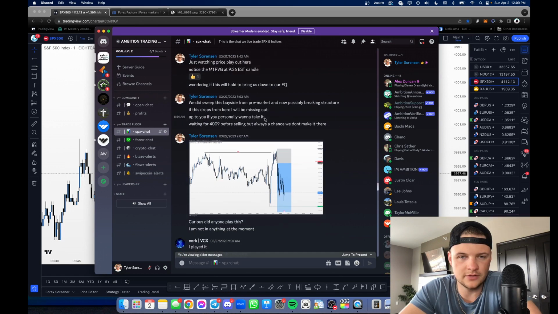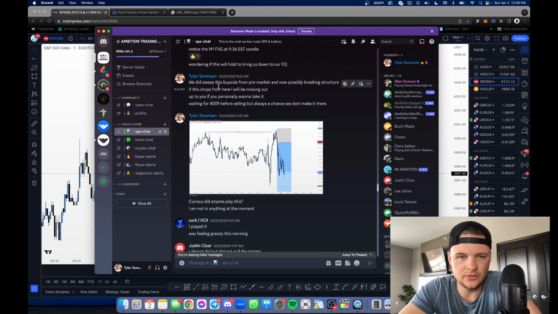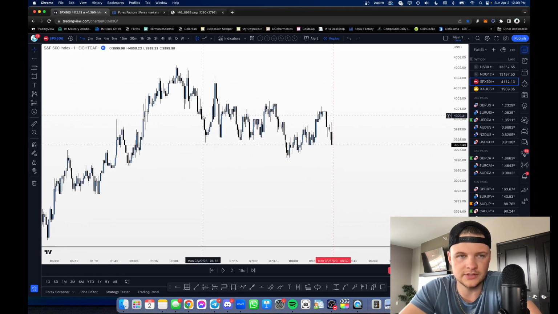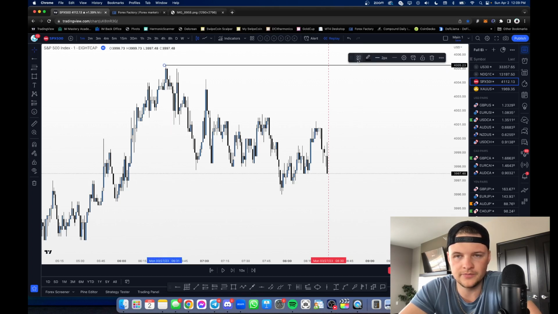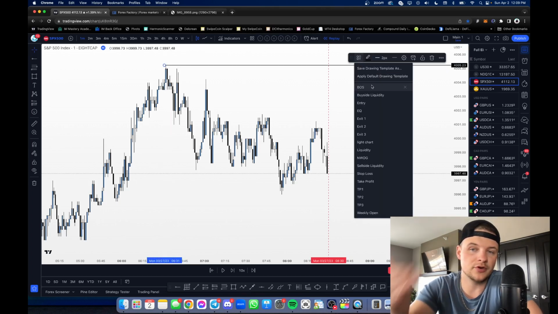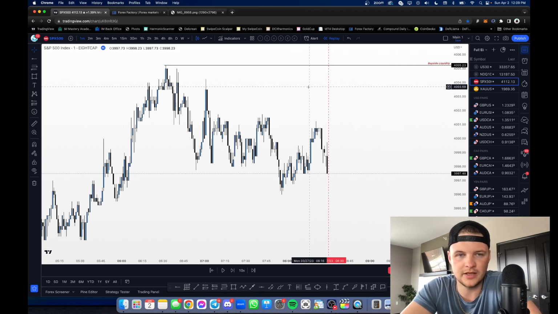Okay, just noticed the fair value gap, great. And I said we did sweep this buy side from pre-market. Okay, so check this out. This is what happened. You can mark this buy side because now we're down to the 1 minute chart. Pre-market price came all the way up here, and then obviously swept previous buy side liquidity, and this was now our new high put in before pre-market.